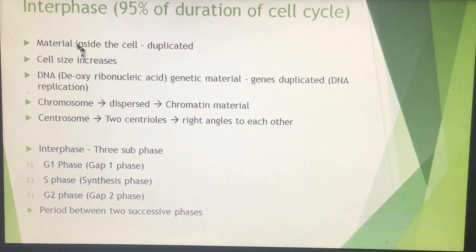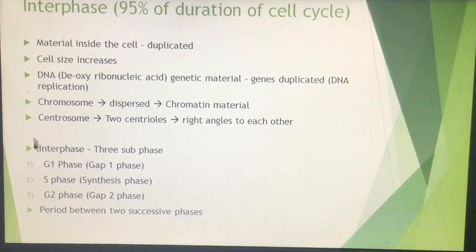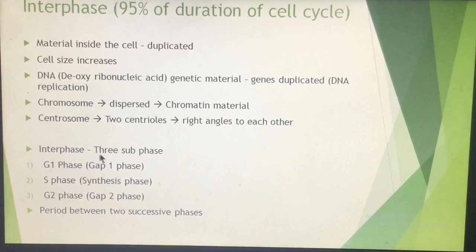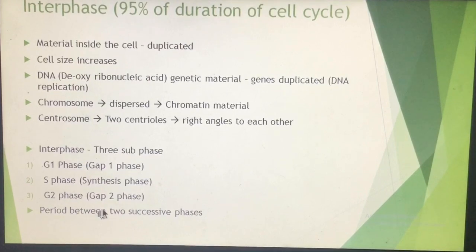Okay, so these are the changes which take place in the interphase. This interphase, just for easy understanding, is divided into three subphases. So there are three subphases of interphase. One is known as the G1 phase, that is the gap 1 phase. Other is known as the S phase, that is the synthesis phase, and the third is known as the G2 phase, that is the gap 2 phase. Now these are the three subphases of the interphase. Or you can say, what is an interphase? Interphase is a period between two successive phases.